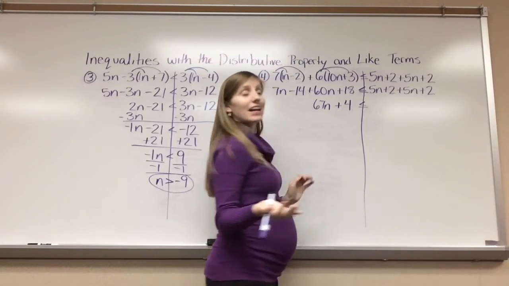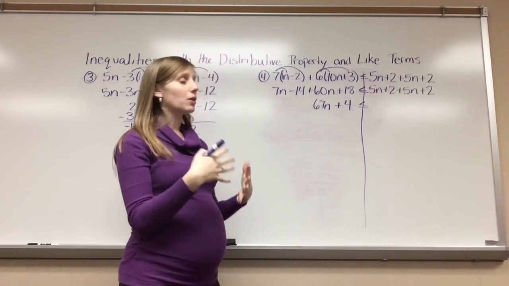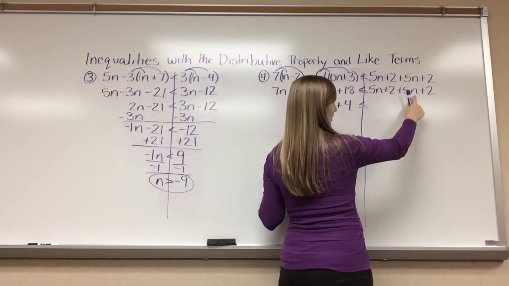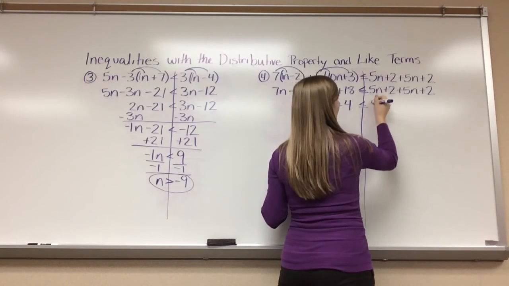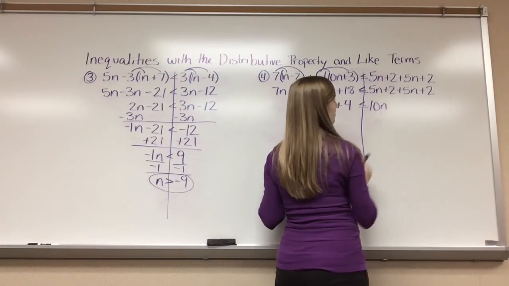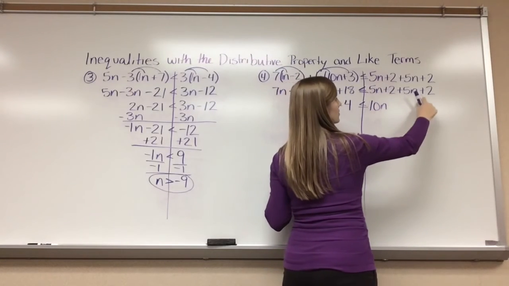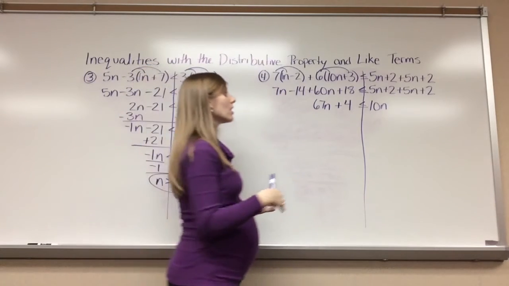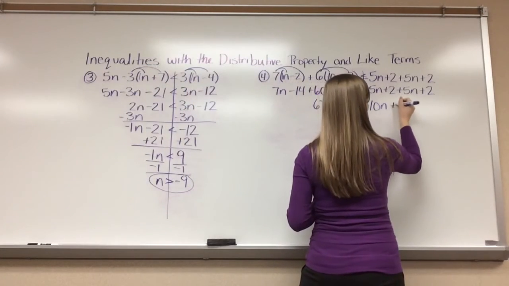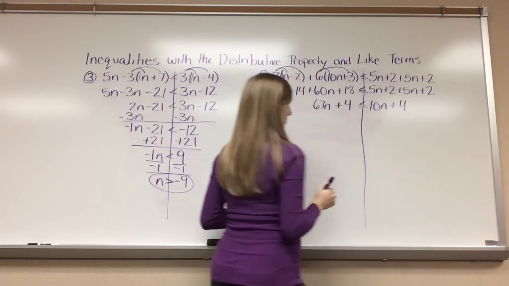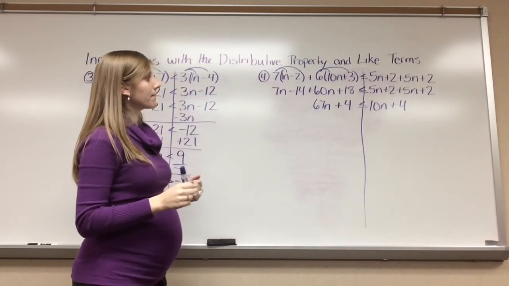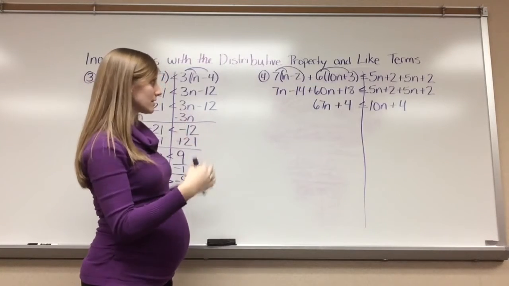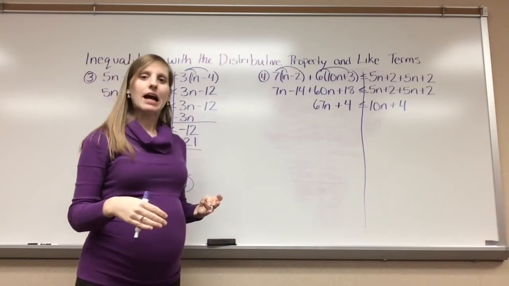On the right-hand side, I also have some like terms, so I'm going to go ahead and combine those terms. I've got a 5n and a 5n. I combine those together, I get positive 10n. I also have a positive 2 and a positive 2. Those are like terms as well, so I'm going to put those together. 2 plus 2 gives me positive 4. Much simpler problem at this point. So once we do all that simplifying, the problem gets a lot easier.